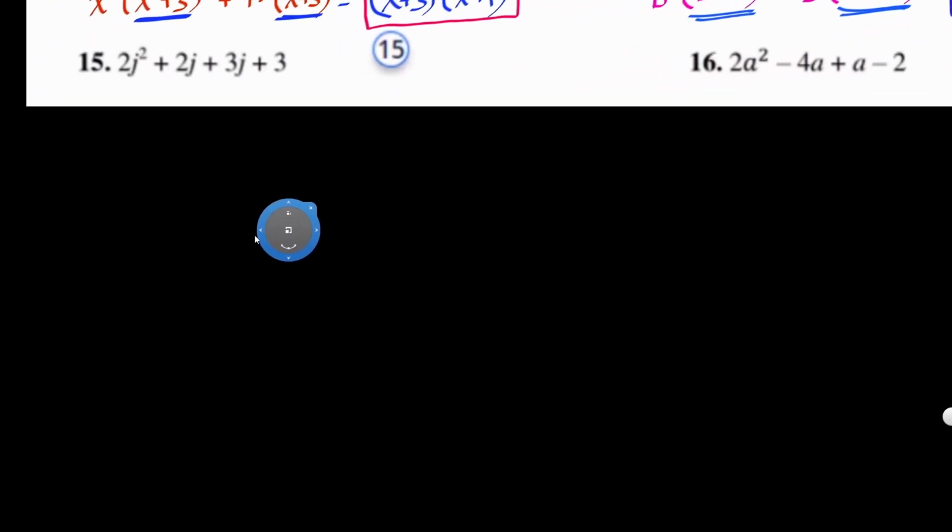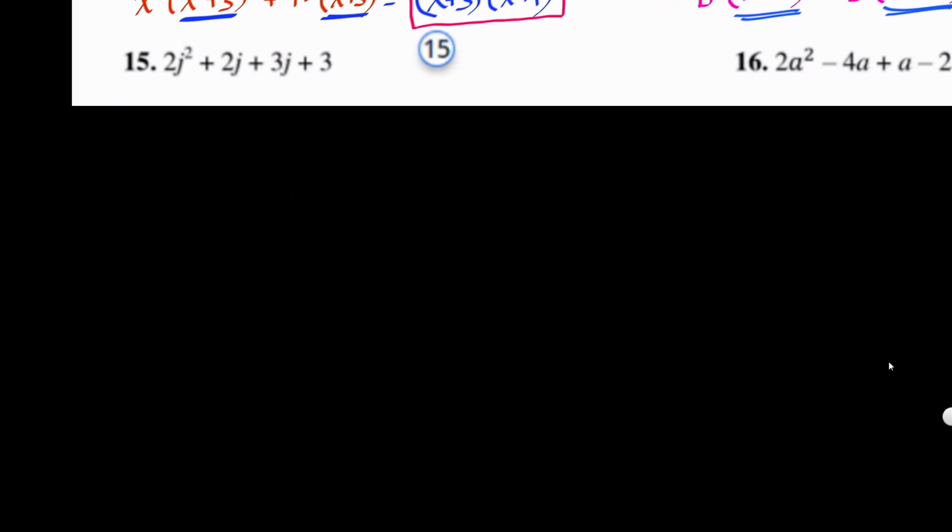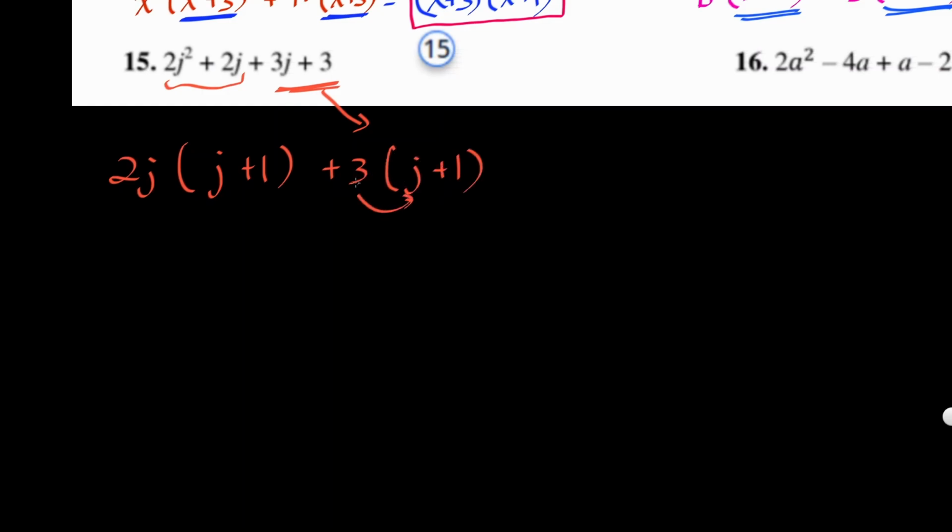Number 15. Again, same thing. It's factor by grouping. So for these two, I'm going to factor 2j out. So it becomes just j plus 1, right? Again, always check, multiply, distribute and then check. You're going to get that back. And then for the other two, I'm going to factor out plus 3. So it's going to be j plus 1 again. See, you get 3j back, multiply, you get plus 3. Okay, again, you see the pattern here.